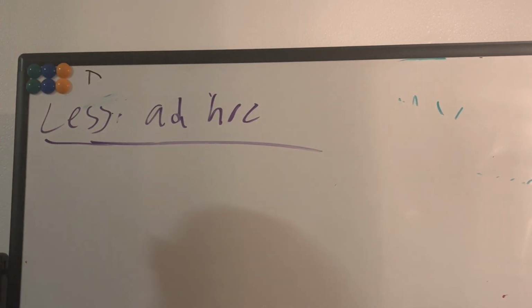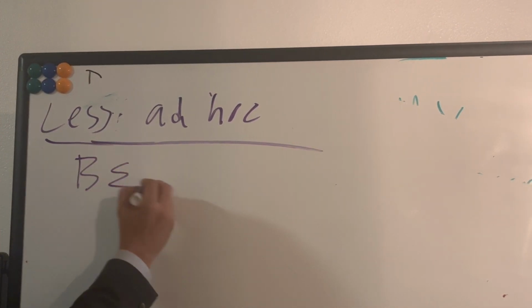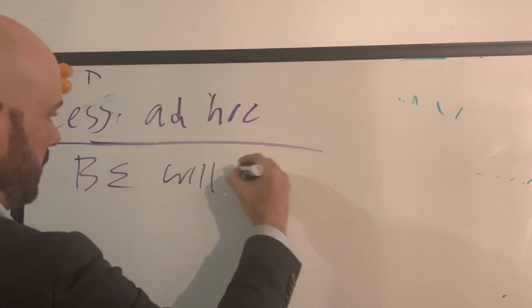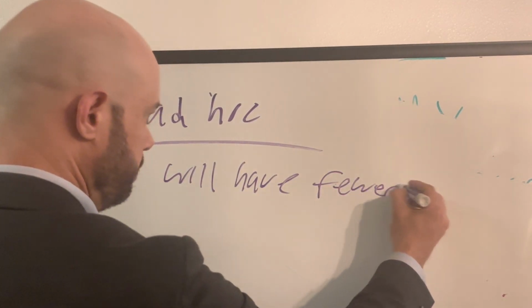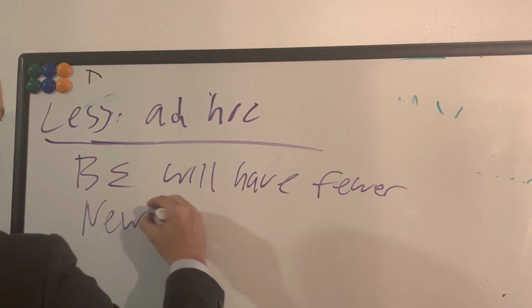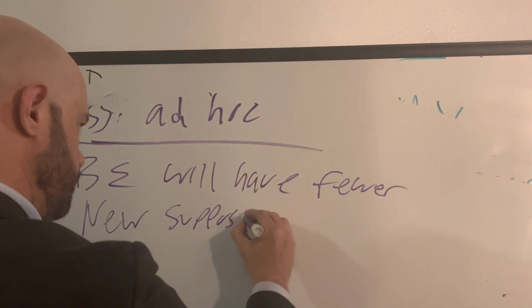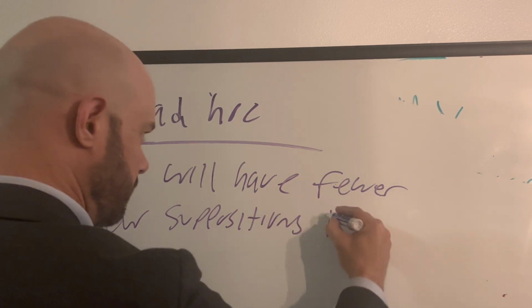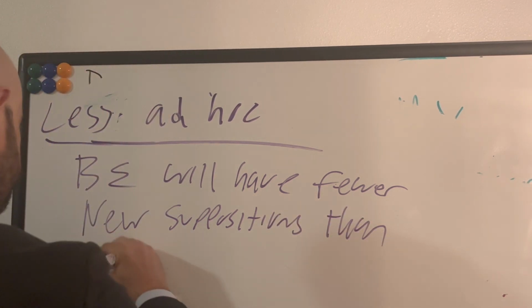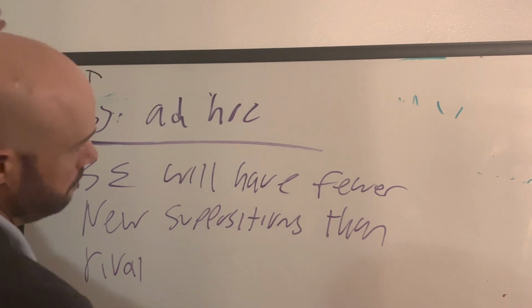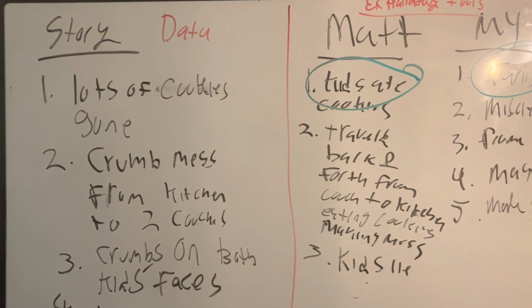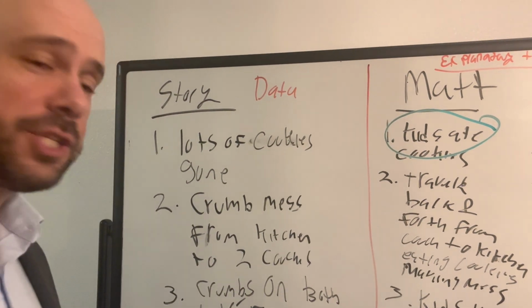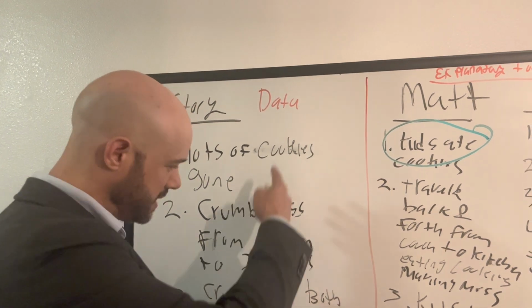Less ad hoc says the best explanation will have fewer new suppositions than the rival. Okay. So the best explanation will have fewer new suppositions. What does that mean?